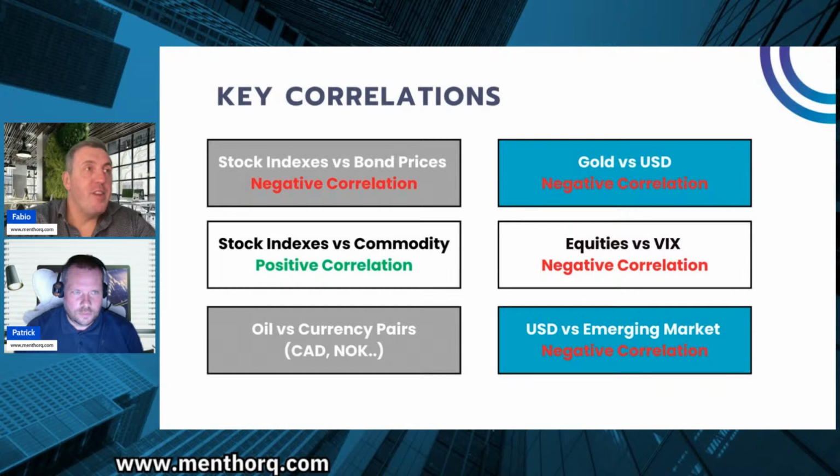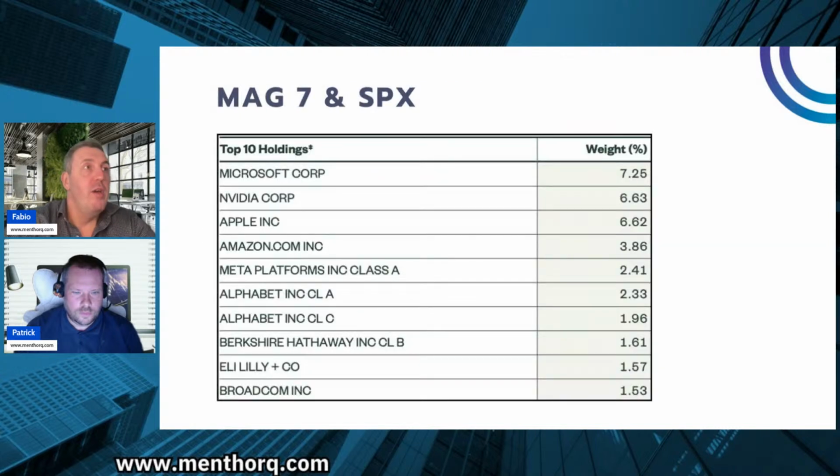Let's introduce some standard and typical correlations within finance. We know that stock indices and bond prices are negatively correlated. We have an inverse correlation of gold and USD, equities and VIX, stock indices and commodities, and so on. But why is this important? Because, looking at the Mag 7, 30% of the index is made up of 10 companies. So if Nvidia or Microsoft were to move, suddenly the index moves with them, and therefore the whole market.